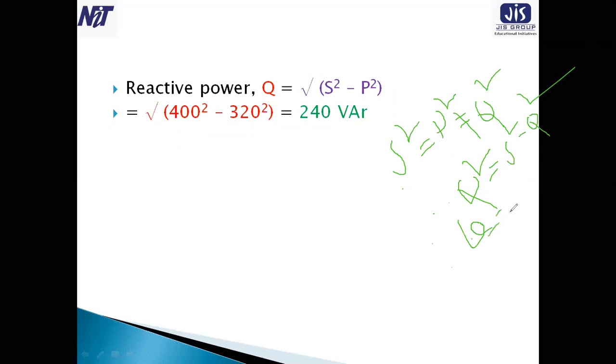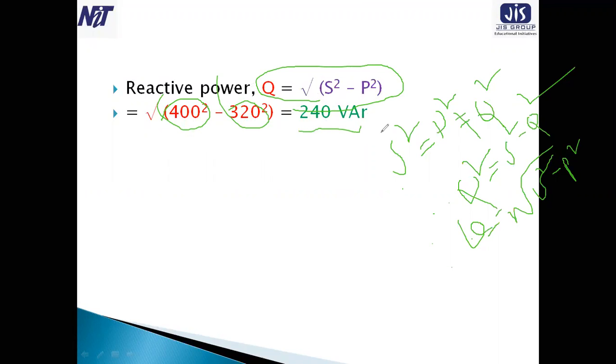Q will be equal to root over S square minus P square. So that formula we use here, and now simply put the value of S and 320 that is already measured in the circuit. Putting that value, we get the reactive power is 240 VAR, volt ampere reactive.